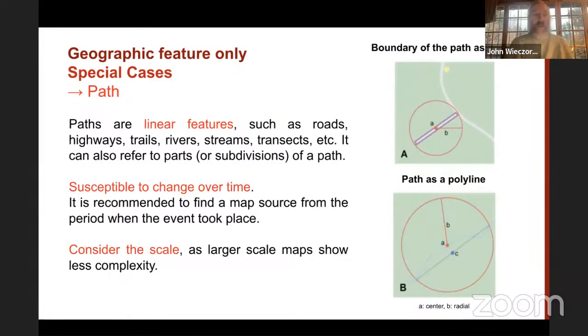Paths, here are two examples. They can be linear features like roads, highways, and trails and streams. But these are things that are subject to change over time, particularly rivers, but also roads. And we have to, if we can, try to have our corresponding map resources be in the same time frame as the event that we're trying to georeference.